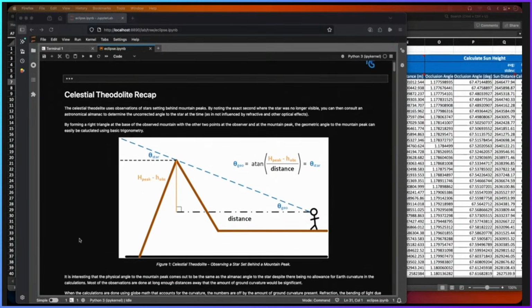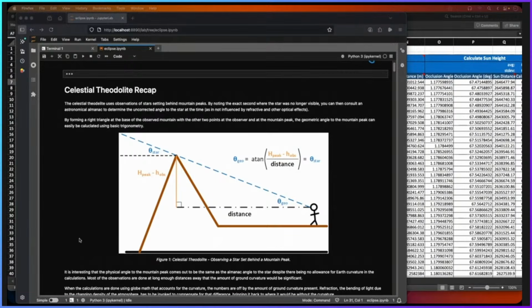The celestial theodolite uses observations of stars setting behind mountain peaks. By noting the exact second where the star was no longer visible, you can then consult an astronomic almanac to determine the uncorrected angle to the star at the time, as in not influenced by refractive and other optical effects. By forming a right triangle at the base of the observed mountain with the other 2 points at the observer and the mountain peak, the geometric angle to the mountain can be easily calculated using basic trigonometry, where the angle is the arctangent of the height of the peak minus the height of the observer for this vertical distance divided by the ground distance, which is also going to be equal to the angle to the star from the almanac.